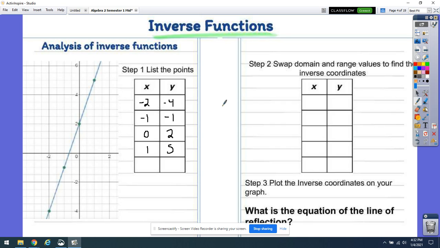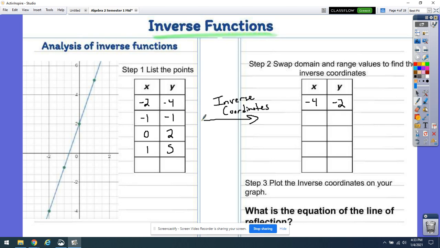If I'm looking for the inverse coordinates, what's going to happen is your coordinates are going to switch. They're going to swap with each other. In other words, my x is now going to become my y, and my y is going to become my x. So from -2, -4, now it's going to be -4, -2. The signs don't change, they just flip around.